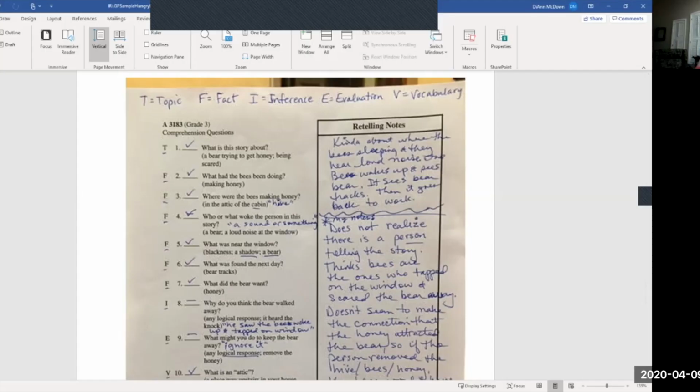And when I was listening to her retell, it was very evident to me that she didn't know what was going on in the story. It was really clear that she didn't realize there was a person in the story. She thinks the bees went to the window and tapped on the window.